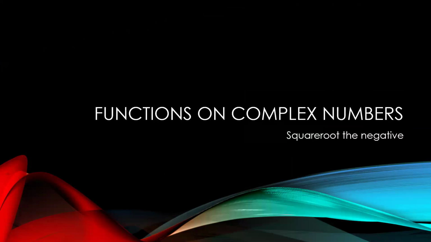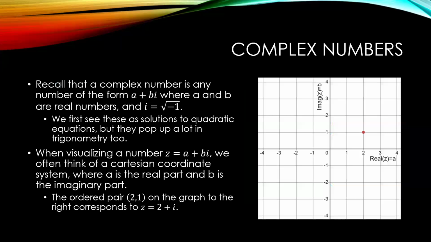Before we talk about that, though, let's talk about functions on complex numbers. Now, we all know what complex numbers are. They're numbers which have an imaginary component. And so we can write them in the form a plus bi, where a and b are real numbers, and i is the square root of -1. That's an Algebra 1 topic. What we might not be as familiar with is how we can play with them when we're dealing with functions.